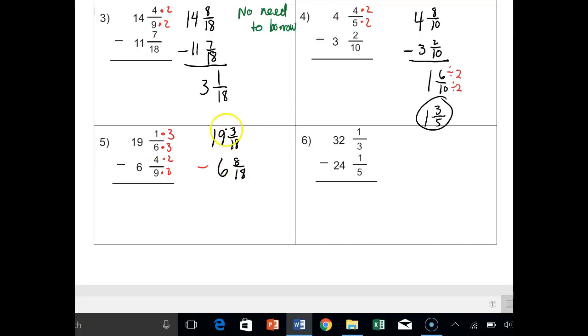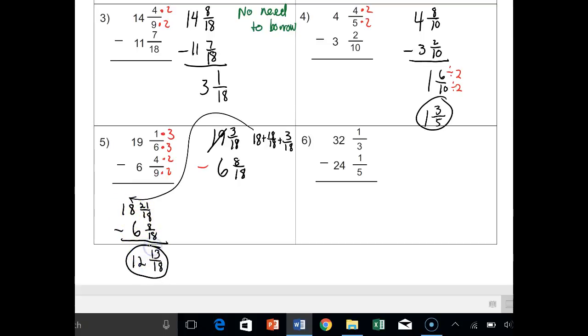So we're going to borrow one whole from 19, which makes this 18 plus 18 over 18 plus 3/18. I'm going to swoop this on down here. So 18 plus 3 is 21. So 18 and 21/18. Got a lot of 18s going on. Minus 6 and 8/18. And when I do the subtraction, 21 minus 8 gives me 13 over 18. 18 minus 6 gives me 12. And so there is your answer.